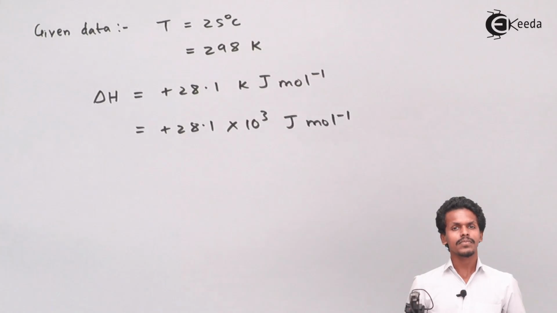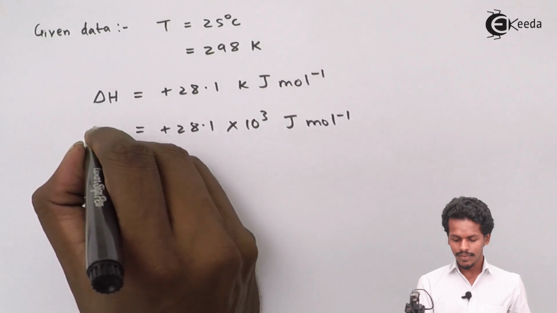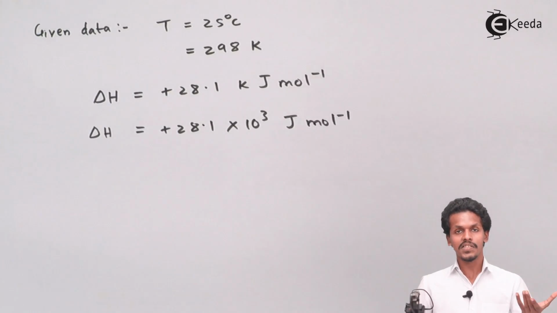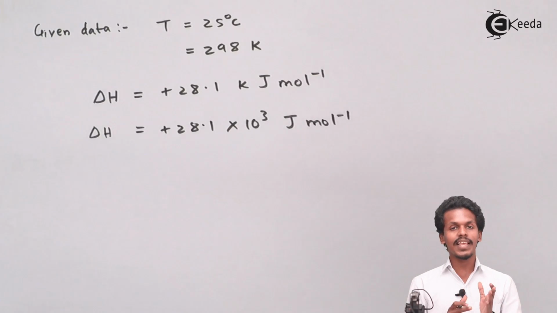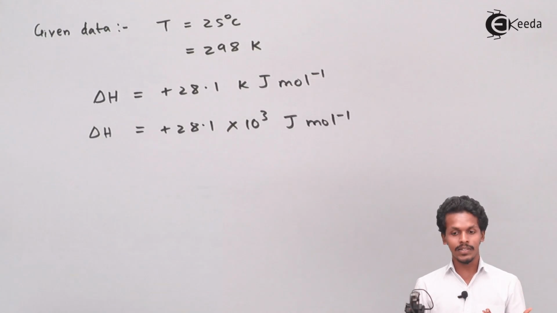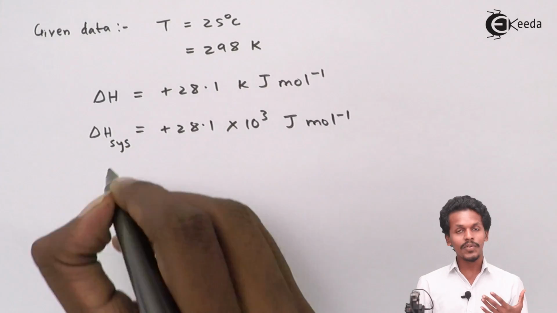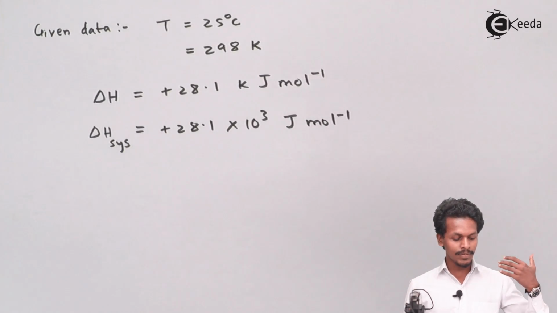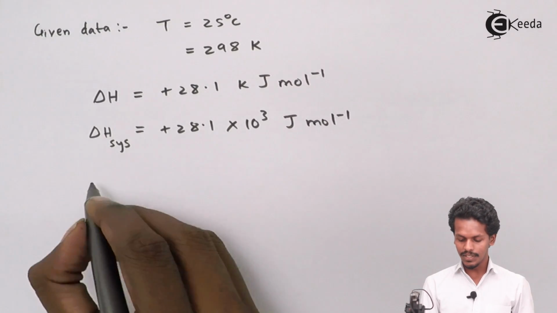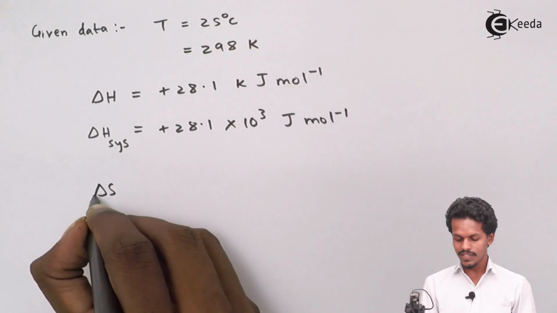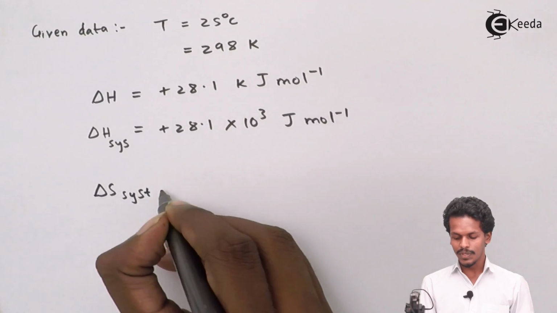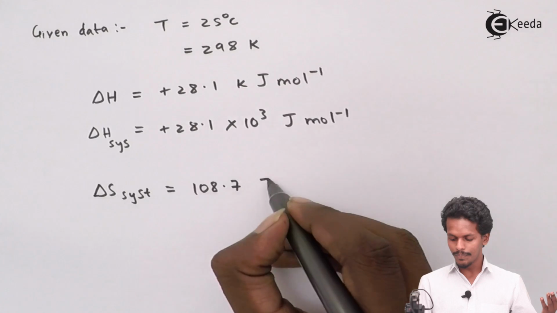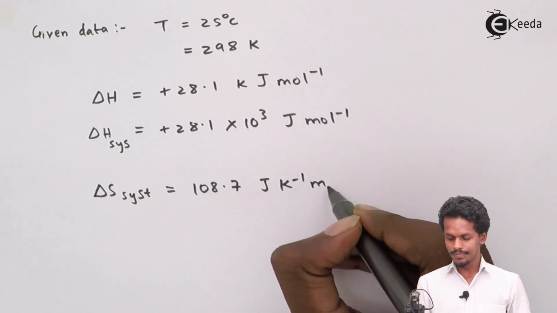But this enthalpy that we have is for the reaction, and the reaction is being considered to be the system. So in this case, the enthalpy change is nothing but the value of the enthalpy change of the system. Also, they have mentioned that the entropy change, that is the delta S of the system, is found to be 108.7 joule per Kelvin per mole.